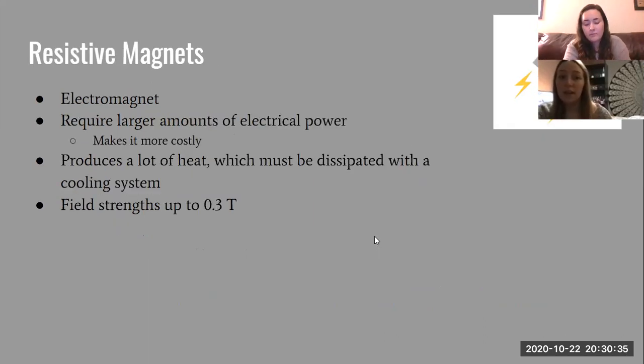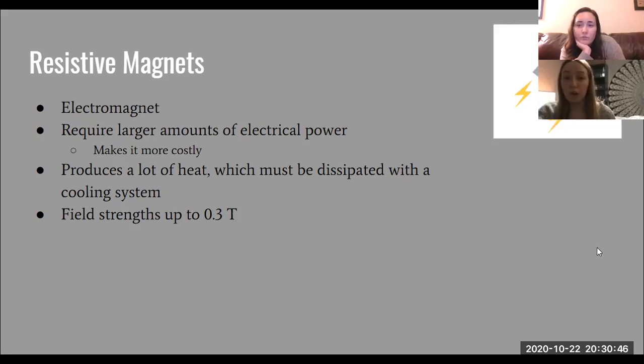The next type is resistive magnets. This is an electromagnet. They require larger amounts of electrical power, which makes it more costly. They produce a lot of heat, which must be dissipated with a cooling system. And resistive magnets have field strengths of up to 0.3 Tesla.